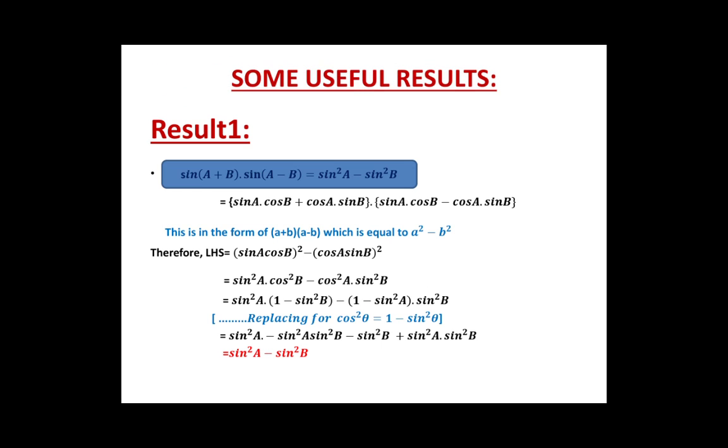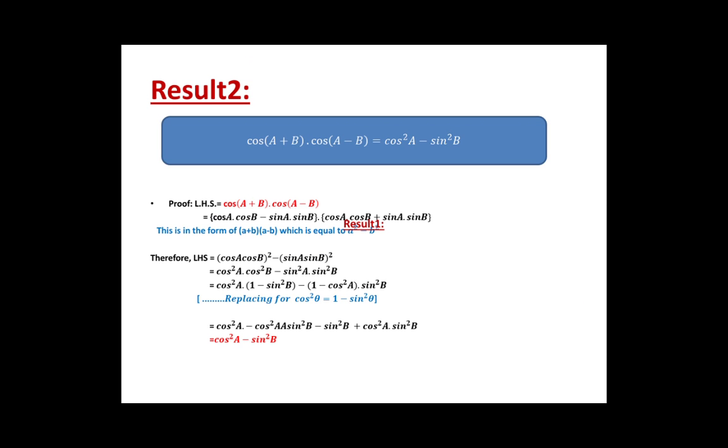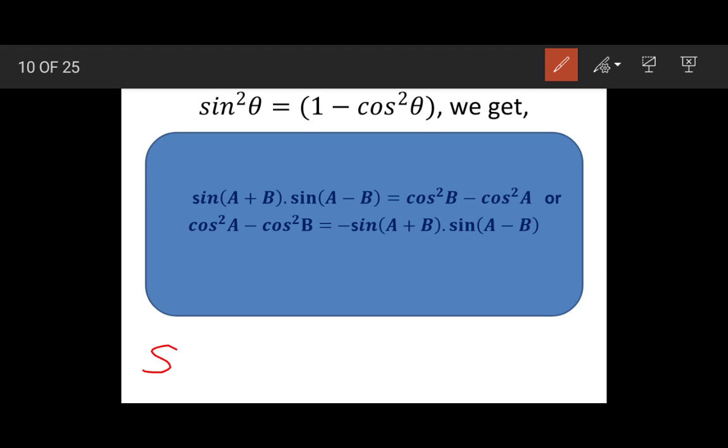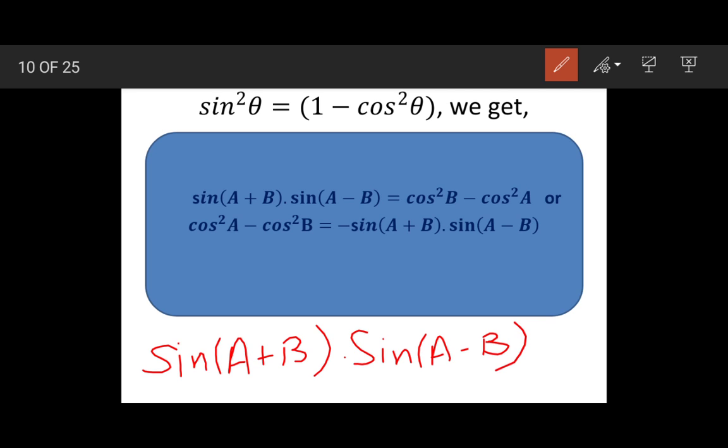Okay, so important, what we have is sin(A+B) times sin(A−B), that is equal to sin²A minus sin²B, right? In that, what we are doing, we are putting sin²A as 1 minus cos²A and sin²B as 1 minus cos²B.